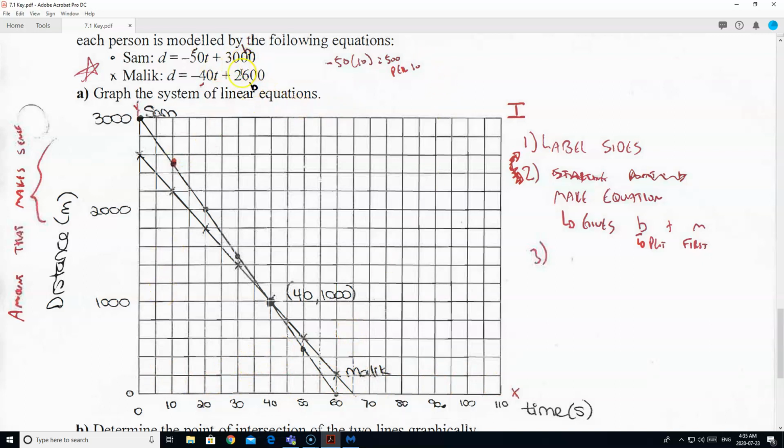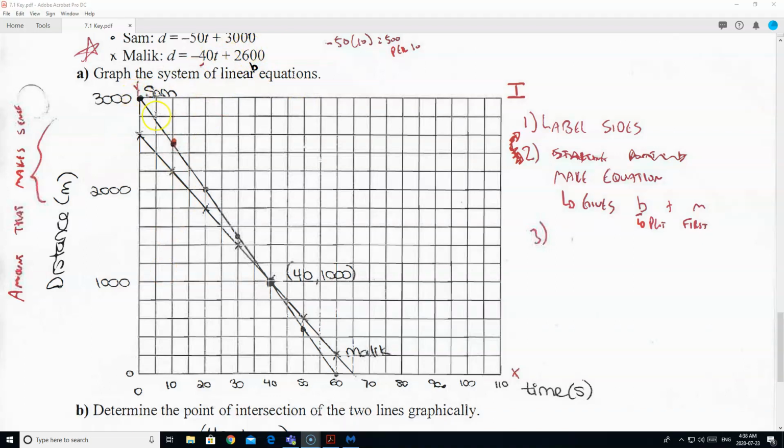So again, start from the y-intercept up here for Sam. So 3,000 meters for Sam, and then you do the slope. This is rise over run, sorry. So down 50 because it's negative, and over 1, down 50 over 1, down 50 over 1. But you can see it's 3,000 all the way to 0. So going down 50 over 1, down, down. It's going to take a long time to draw this slope.